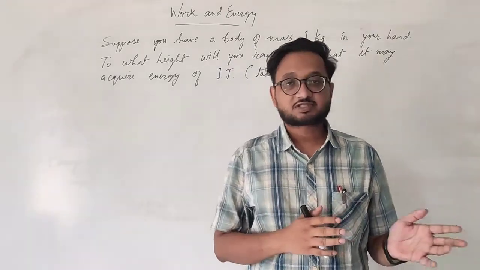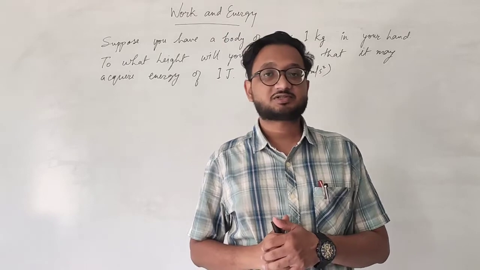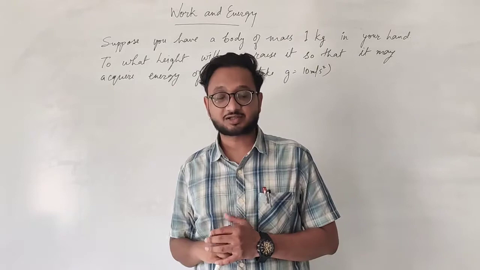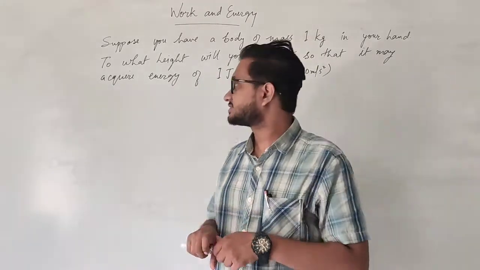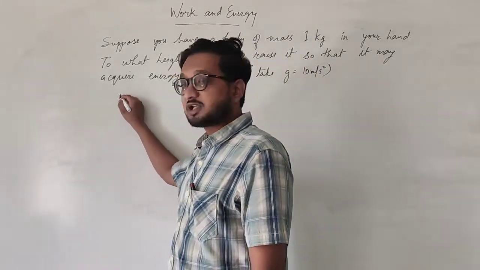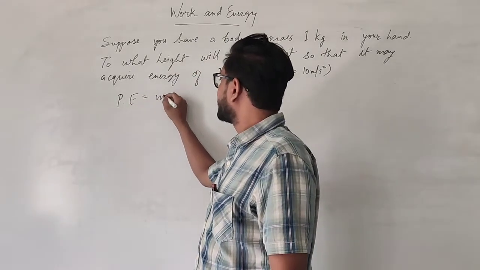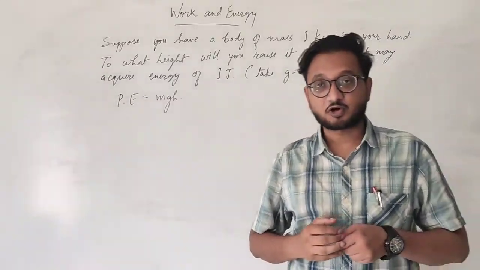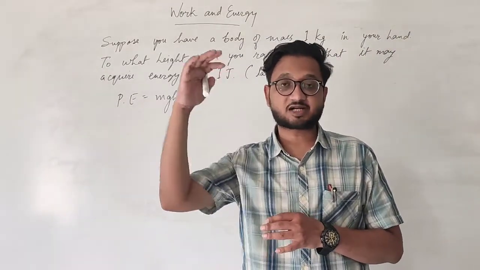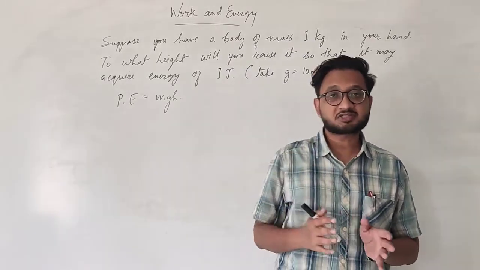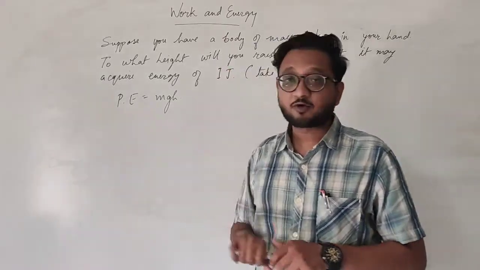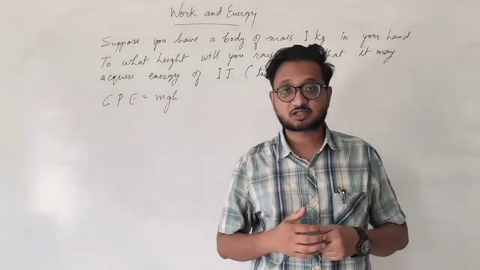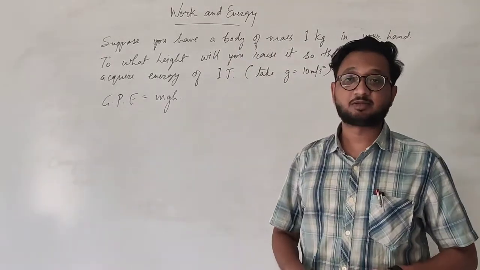In the previous video we studied gravitational potential energy, which is the energy stored inside an object due to its position at a certain height. And we know that its formula is potential energy PE equals mgh. Now remember, this is for an object which is kept at a certain height only, not potential energy in general. Only when the object is kept at a certain height is this formula applicable.